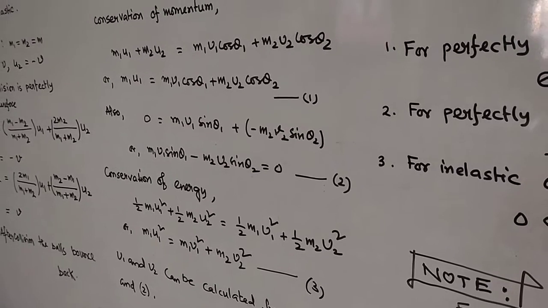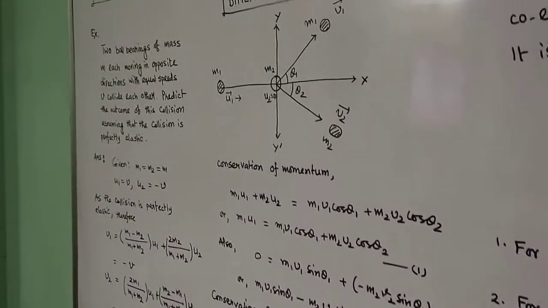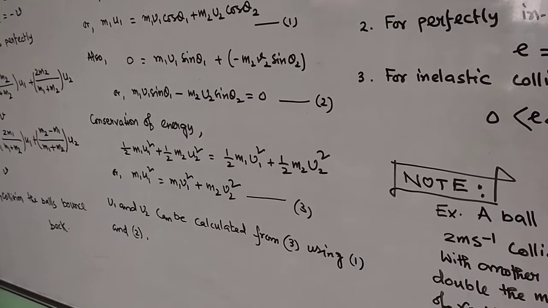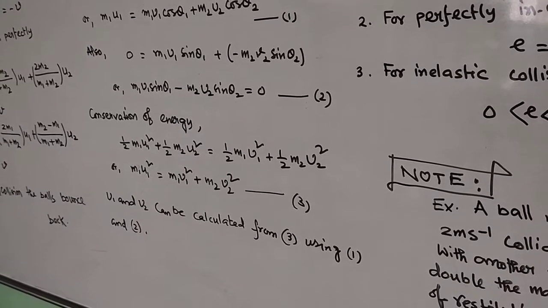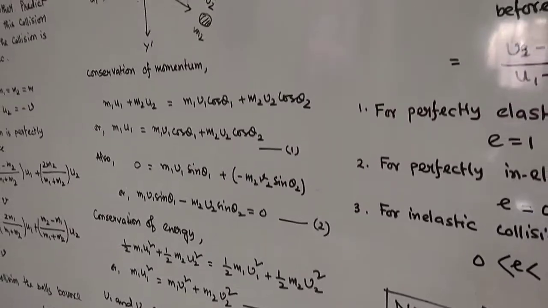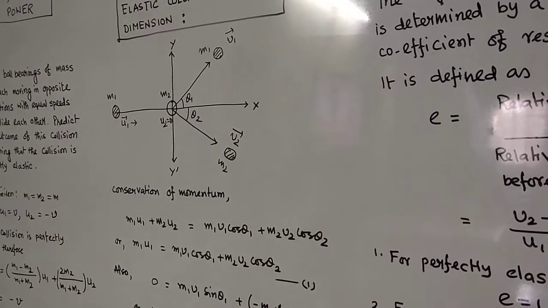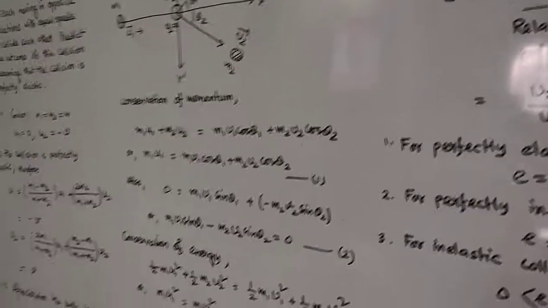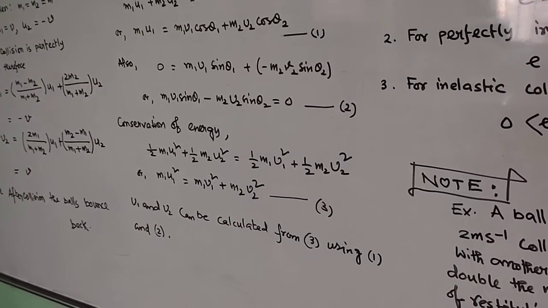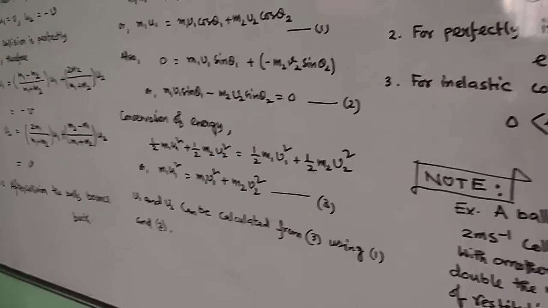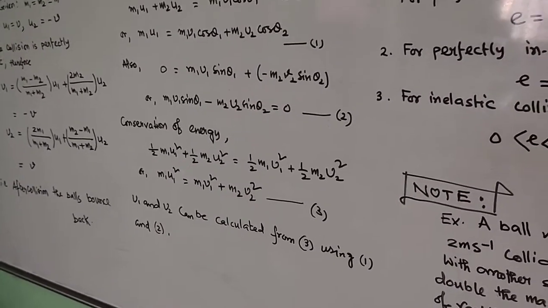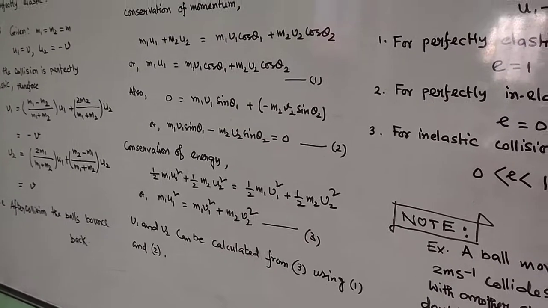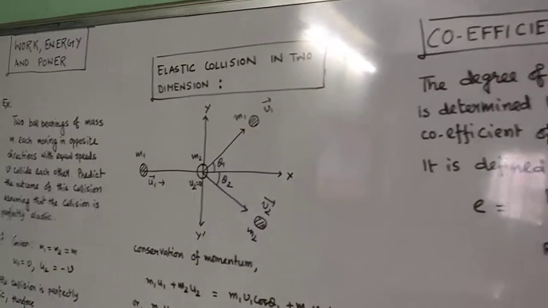And from conservation of energy, as energy is a scalar quantity, we are not going to take components. So half m1 u1 square plus half m2 u2 square equals half m1 v1 square plus half m2 v2 square. The second body of mass m2 is at rest before collision, so on simplifying you will get m1 u1 square equal to m1 v1 square plus m2 v2 square. So you can find v1 and v2 using this equation 3 with equations 1 and 2. This is collision in 2 dimensions.